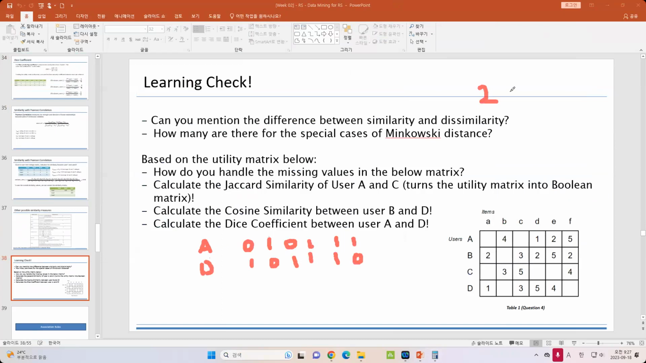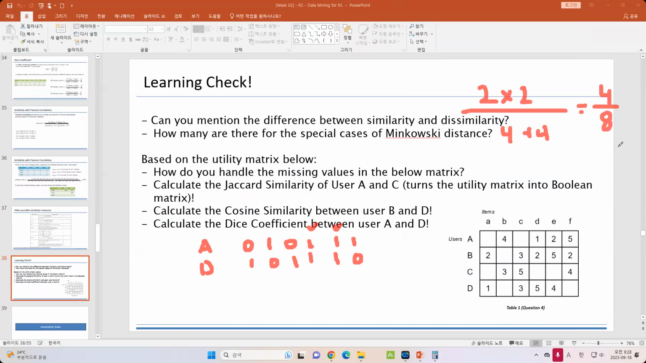So we multiply by 2 the number of items that intersect. No intersection, no intersection. This is intersection, this is intersection. So there are 2 items that intersect, and then we divide by the number of items in A, which is 1, 2, 3, 4, and the items in D, 1, 2, 3, 4. So we have 4 divided by 8.